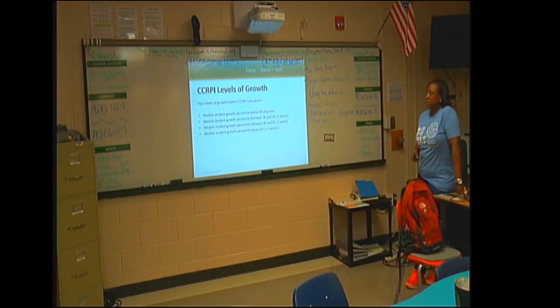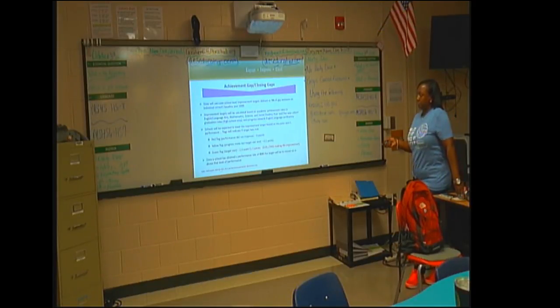Okay, so 4 levels of growth used in the CCRPI calculation. Median student growth percentile below 30, again, no points. 30 to 39, 0.5, 40 to 65, 1 point. Above 65, we get 1.5 points. Okay, achievement gap, closing the gap.